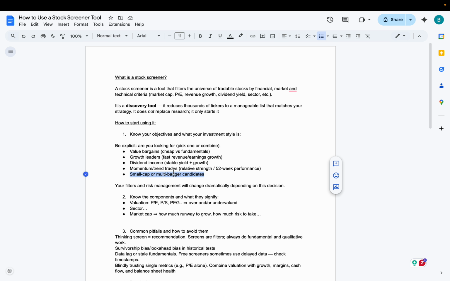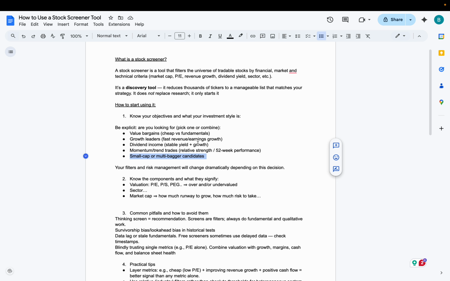Small caps, multi-baggers. Usually this would show how much room there is for the company to grow. For example, a Google at over 1 trillion market cap would need a lot more years to double its valuation compared to a company with, say, 1 billion in market cap. Going from 1 billion to 2 billion is very possible and very fast as well. But this also means there is more volatility that the investor must stomach. So these are the things that you have to consider.